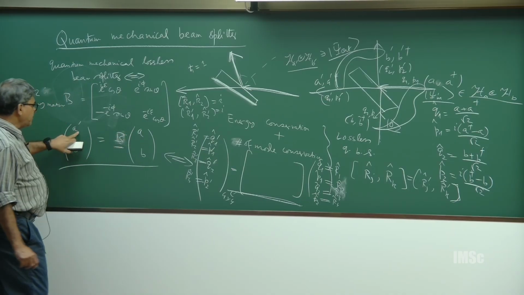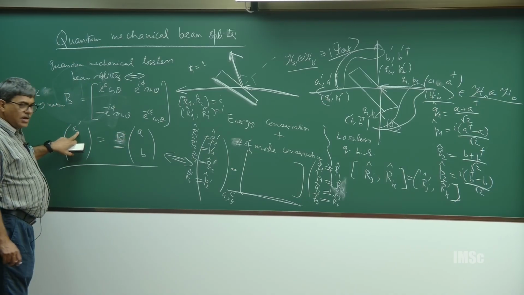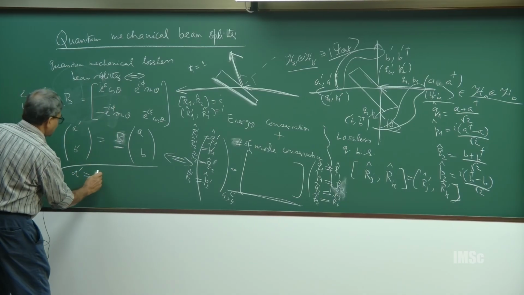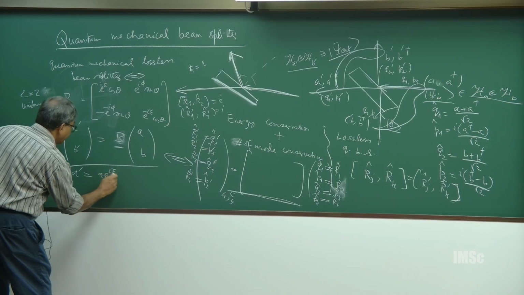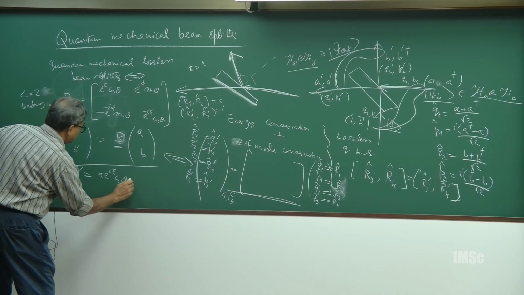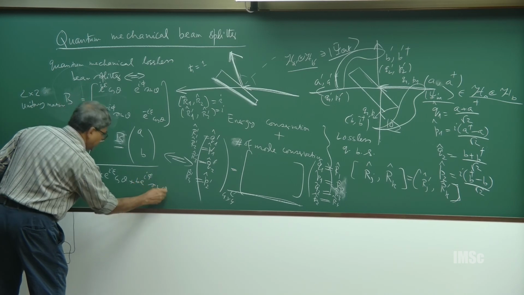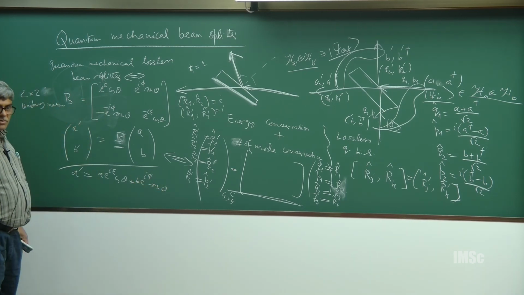So, what will be your A prime? A prime will be like A e to the power I epsilon cosine theta plus B e to the power I phi sine theta. Right? Oh, in that sense. Yes.